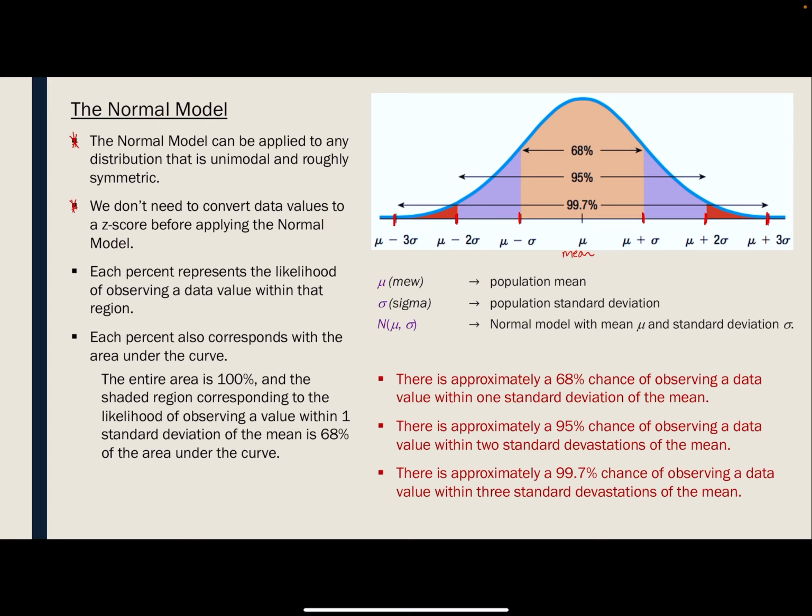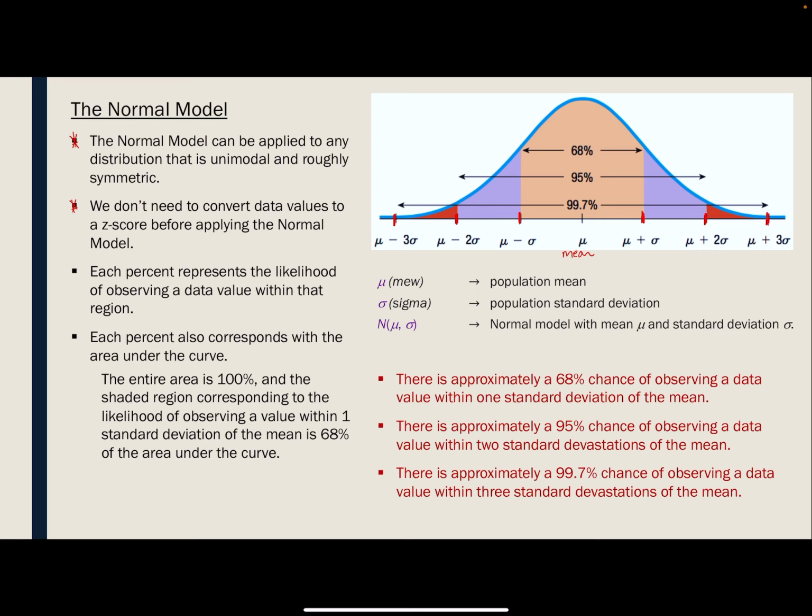This percent also corresponds with the area under the curve, and I'm pointing that out for the math majors in this class. If you're going on to take Calc 2 or Calc 3, you're going to study the area under the curve a lot. So I want you to notice that the area under this curve represents 100%, and that 68% of that area is within 1 standard deviation of the mean, and 95% of that area is within 2 standard deviations of the mean, and so on.